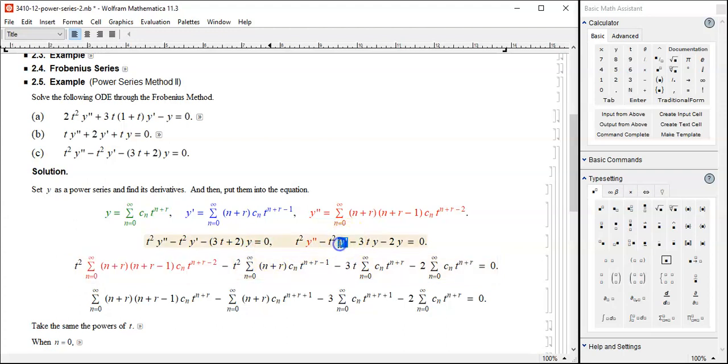Here I have to plug in the first derivative. And did I do this? And these two are the original Frobenius, and this one, and this one. Is everything correct?